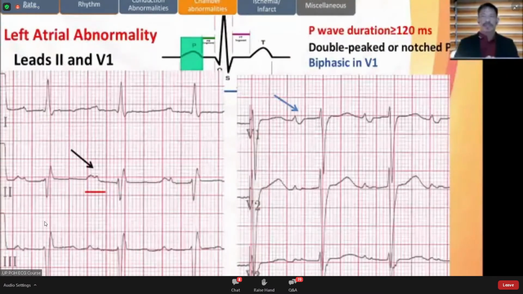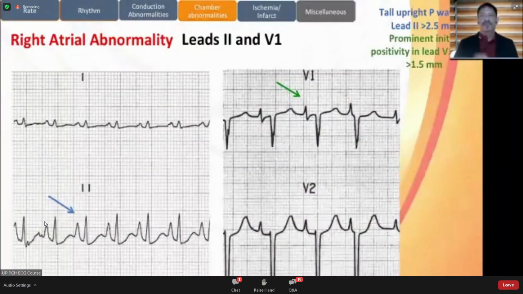Now, for the atrial chambers, P-wave morphology can help identify atrial abnormalities. Useful leads are lead 2 and V1. For left atrial abnormality, P-wave duration is prolonged, with a notch in lead 2 and biphasic in V1 with terminal component more than 0.04 seconds. For right atrial abnormality, we can see tall upright P-wave more than 2.5 millimeters at lead 2. So for left atrial abnormality, look for notch and prolonged P-wave, while for right atrial abnormality, check for increased amplitude.